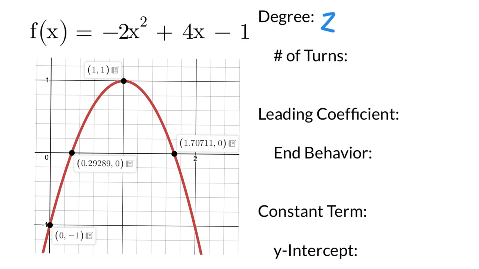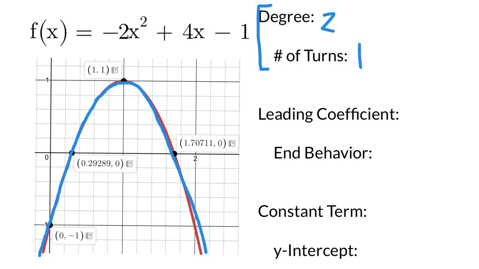Now, the degree affects the number of times the polynomial is going to turn. What I mean by that in this case with our parabola, if we were to follow this curve from the left to the right, notice that initially we start going up. And then we get to the vertex, and that's where we turn around and start going down. That means that this thing turns one time. So when we have a degree of 2, we'll only turn one time.